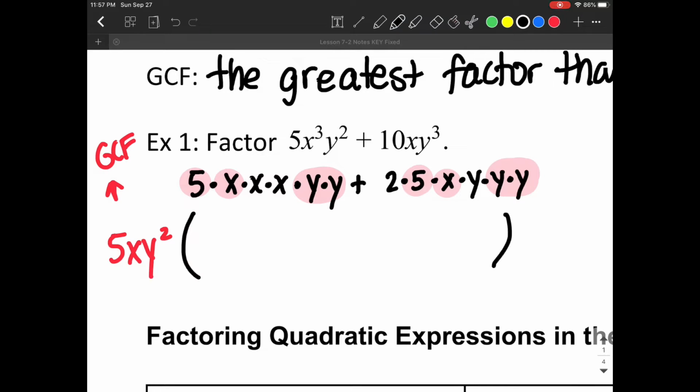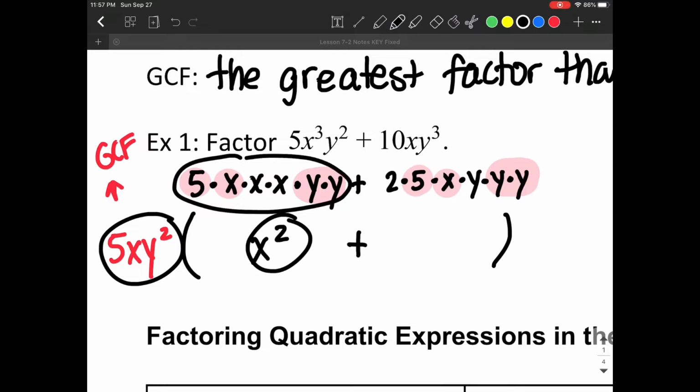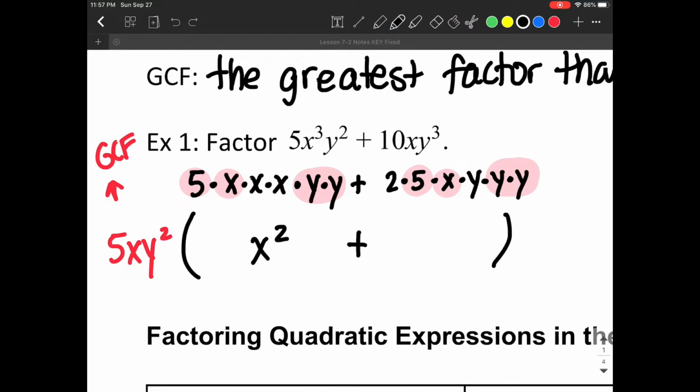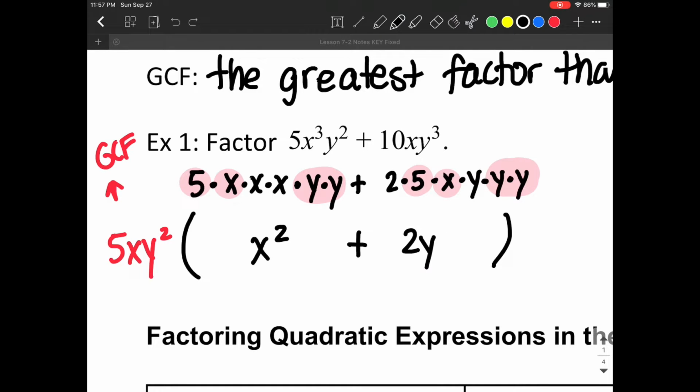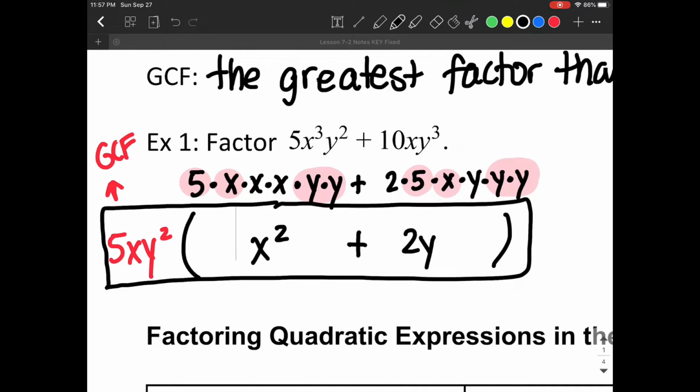Then after I take that GCF out, I want to see what am I left with for each term. Well, my first term, I'm left with 2 x's multiplied together, and I just write that as x squared. So x squared times 5xy squared gives me this. But for my second term, I'm left with a 2 and a y multiplied together, which is just 2y. If I multiply 2y times 5xy squared, I get my second term. I took out that 5xy squared, and I was left with x squared plus 2y.